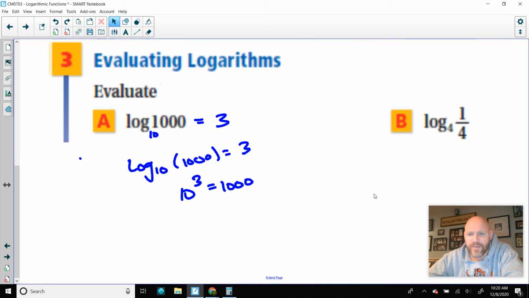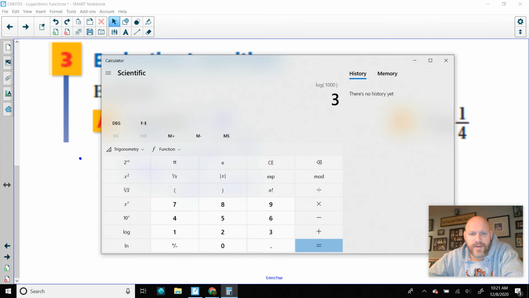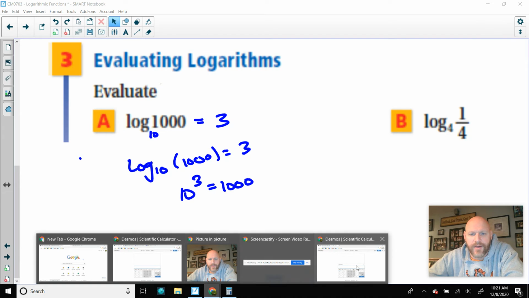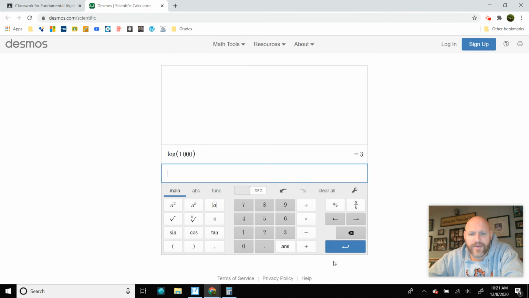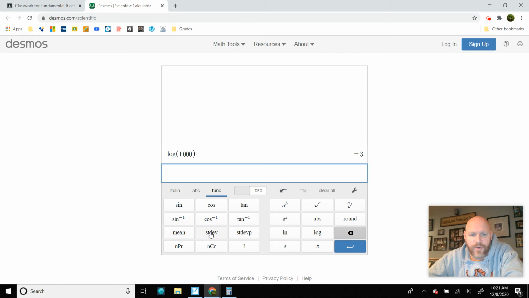The next one is going to be log base 4 of a quarter. Now, a quarter is only 25 cents, so you don't have to write it as 1 over 4, but you could. And there's a simple cheat code for this. As you can see, on the graphing calculator, they don't give you the option to put a base in. If I go with my log for the graphing calculator, there is no base. It's just a log, and I can't go in there and type in that little base. It won't let me.